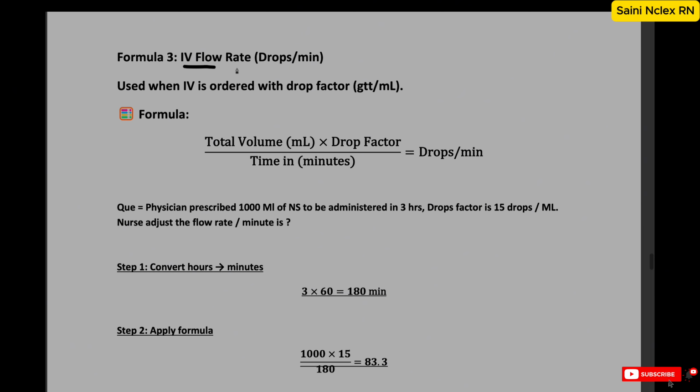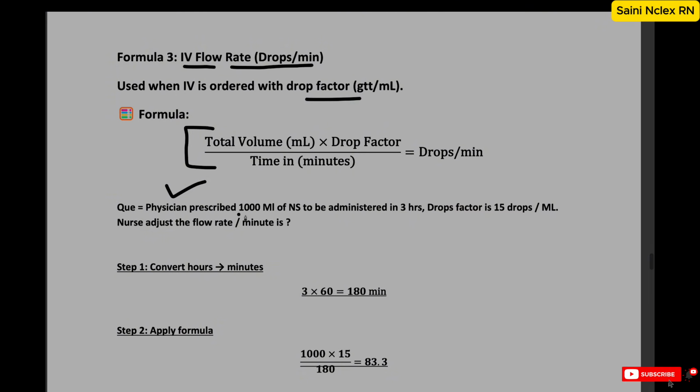Our third formula is the IV flow rate in drops per minute. We use this formula when IV is ordered with a drop factor per minute. The formula is total volume in ml multiplied by drop factor and divided by time in minutes. So let's practice a question by using this formula.